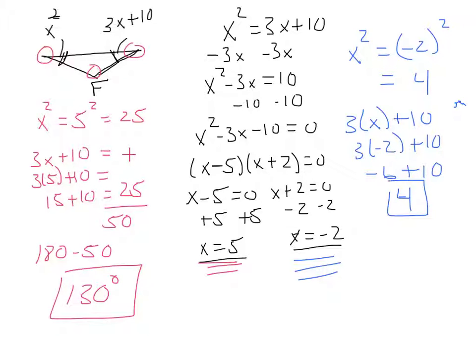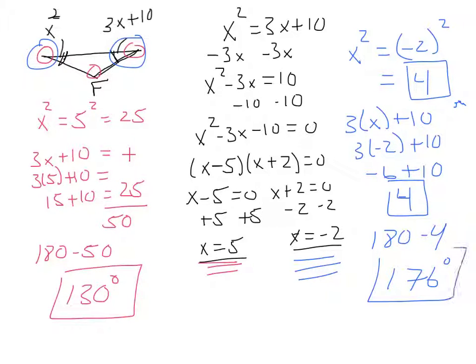So that tells me that this is also a good option because I get the same thing for these two angles. So to find angle F, I do 180 minus 4, 176 degrees. So either one of these is a good answer. So you would say 130 or 176 degrees.